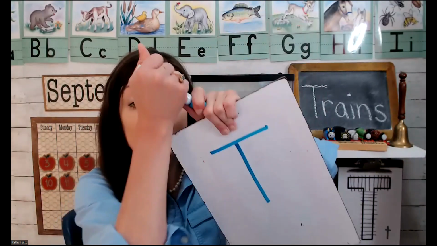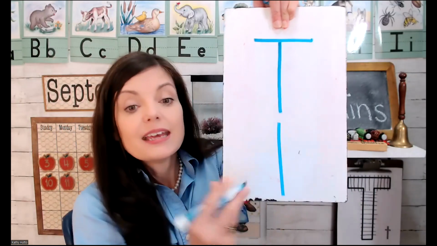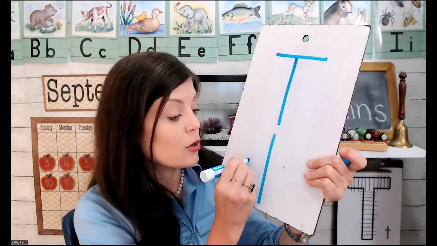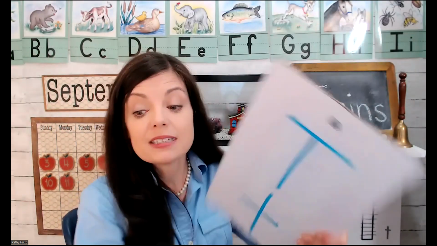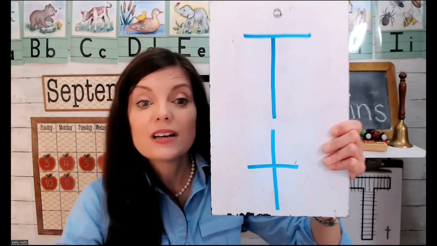And now for the small t. You're going to make a line that goes down. And this time you're going to make a line that goes across in the middle instead of the top. Kind of like a belt. A belt goes in the middle.